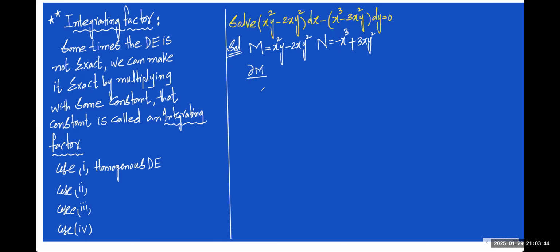If dou m by dou y is equal to dou n by dou x comes, then we directly write the solution and stop. The case when they are not equal, I'll show you today. With respect to y, what happened? Can you give me the answer? Come on. Sir, is that 3x square y or 3y square?